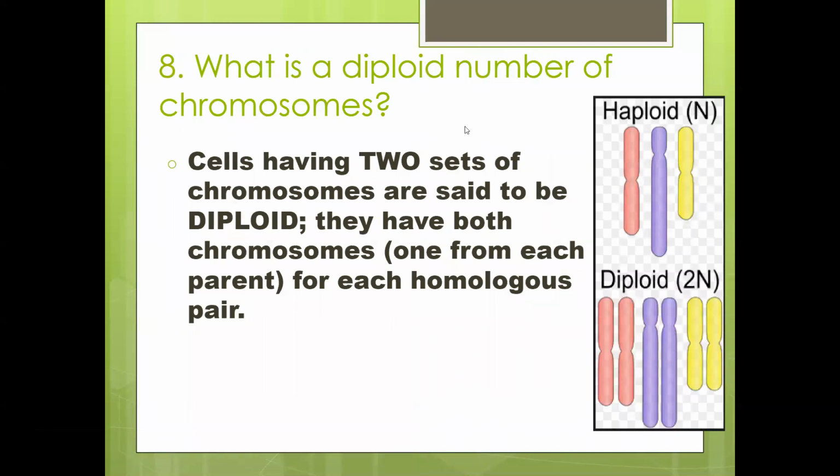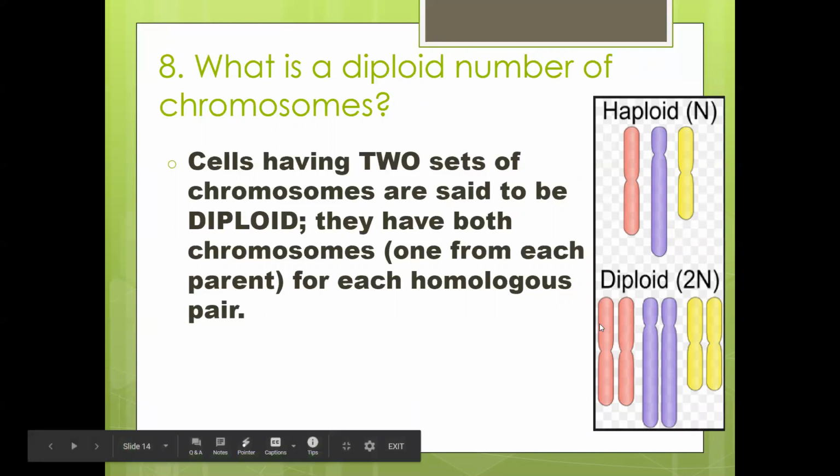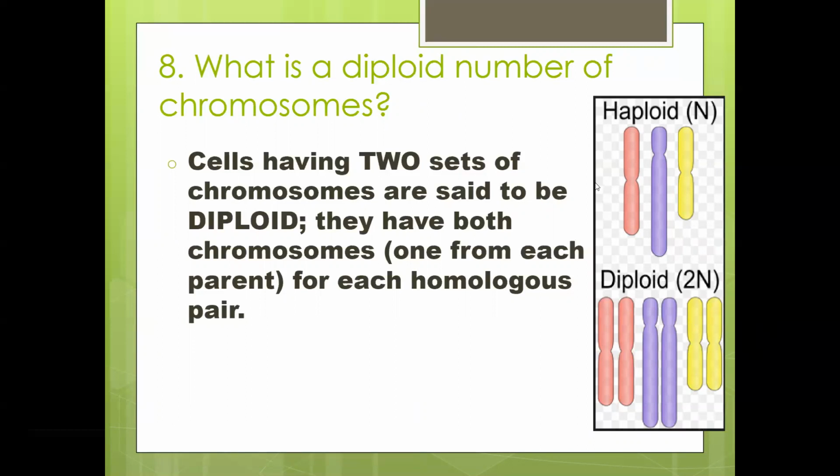Something that you should be aware of going forward: what is a diploid number of chromosomes? The term diploid means two sets, really. If you are a diploid cell, you have two sets of each chromosome. Let's pretend this was chromosome 1. You'd have two of chromosome 1, two of chromosome 2, two of chromosome 3, et cetera. So this is essentially a normal cell. Normal cells in our body are diploid. A haploid cell, on the other hand, only has one version of each chromosome.